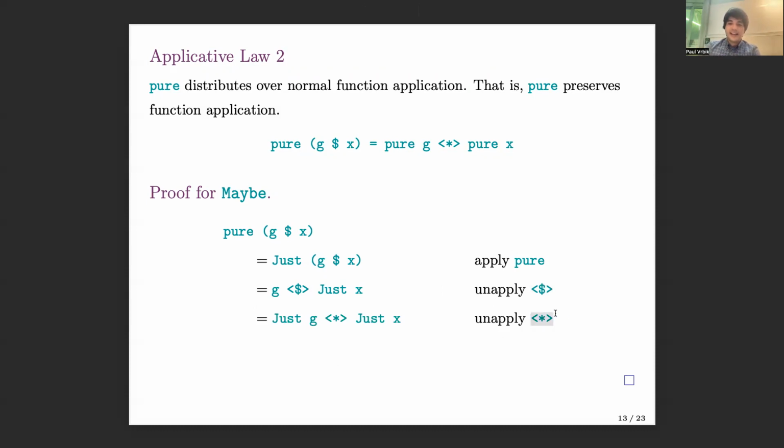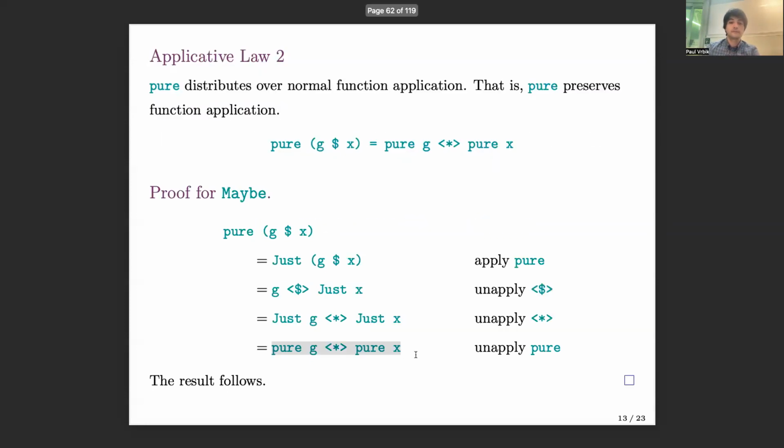I can unapply the applicative to get the just back there and to transform this map back into an applicative. And then I can replace these justs with pure, and the result follows, right? I've shown pure of g applied to x is equal to pure g applicatively applied to pure x.